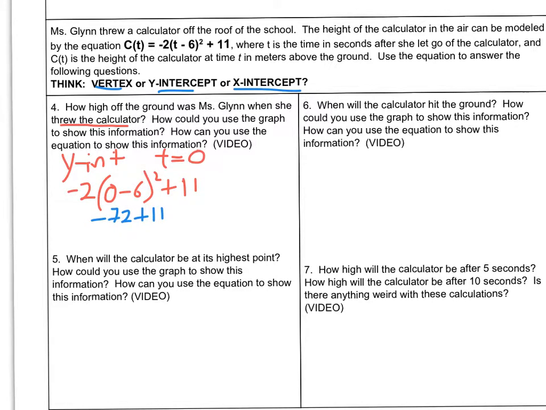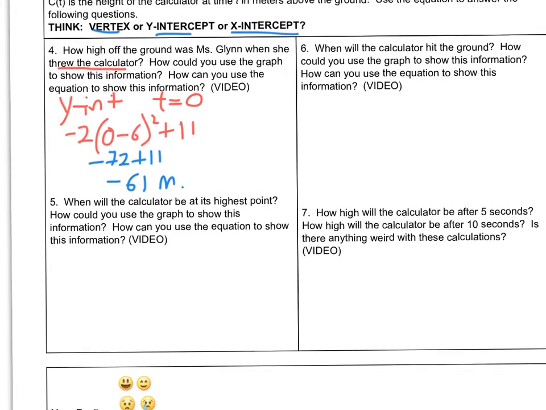Plus 11 is going to be negative 61. And I think we're in meters, which totally doesn't make sense for this problem, but that's okay. This is what happens if I make a problem too quickly and don't pay attention to the numbers I'm using.